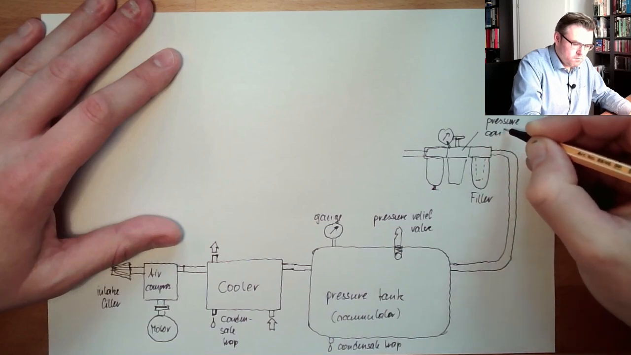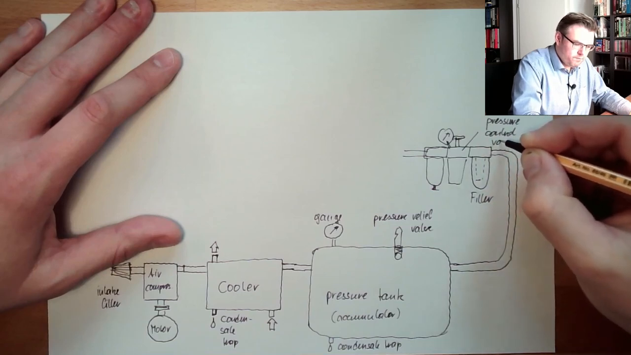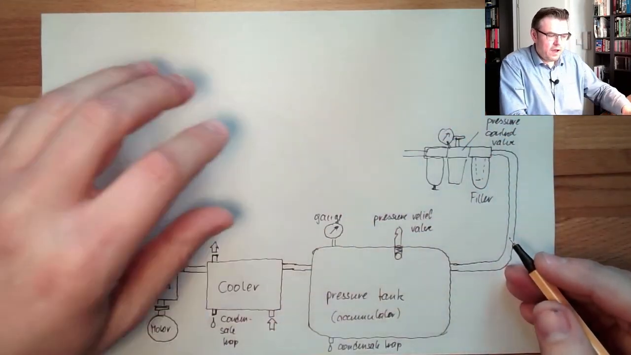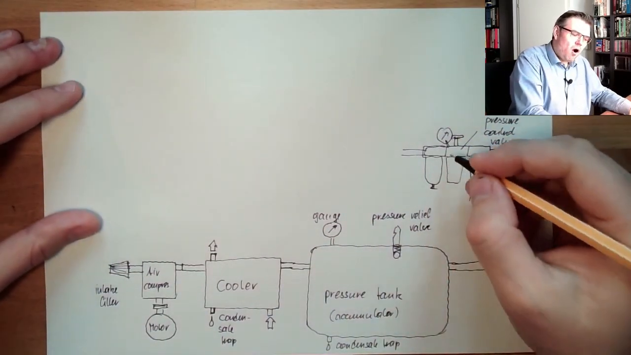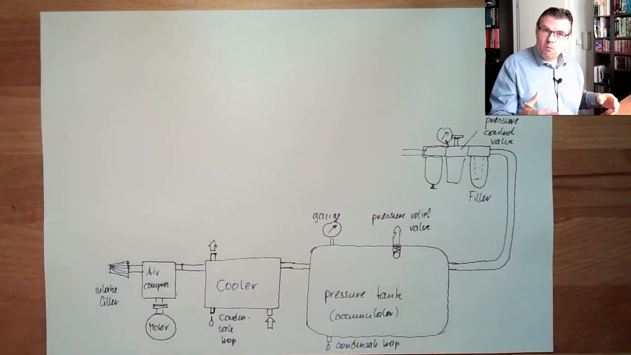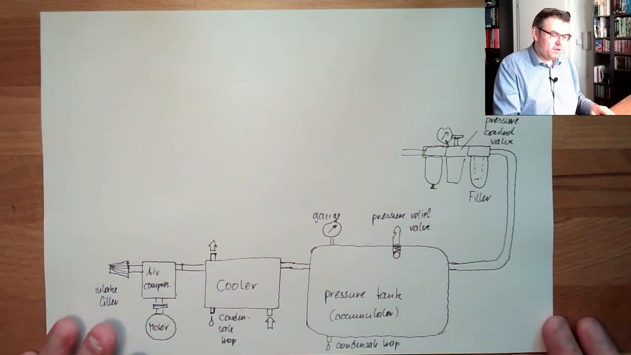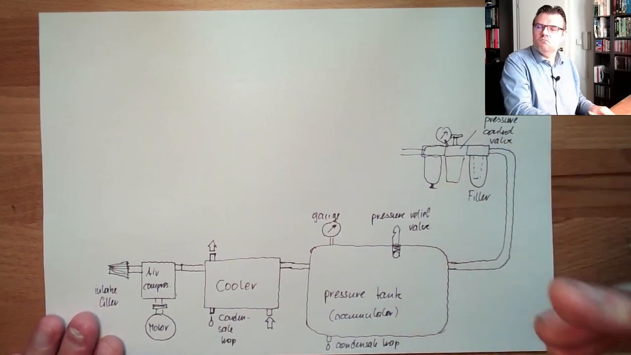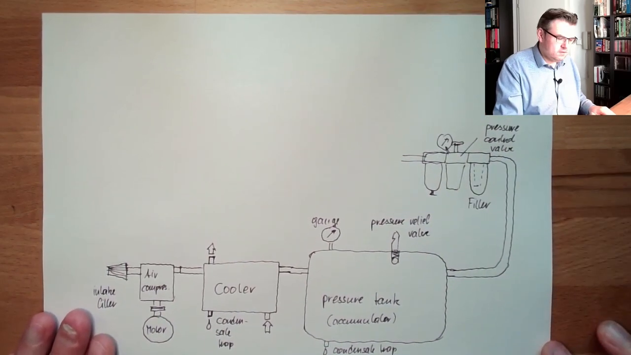There's a turning knob. I can select with this turning knob how high the pressure is that I want to have in my application. I can simply adjust it. There's also a pressure gauge for convenience.